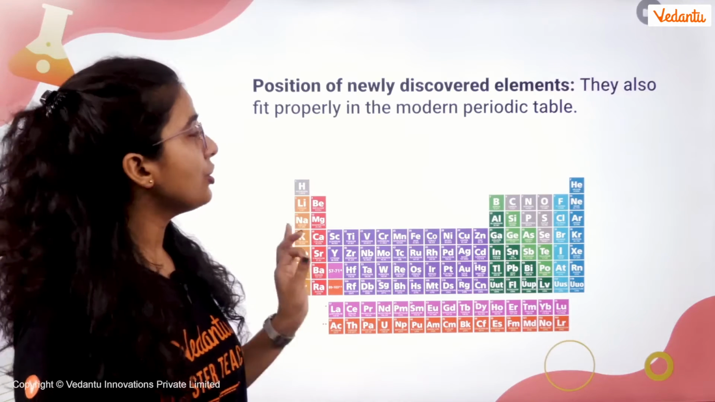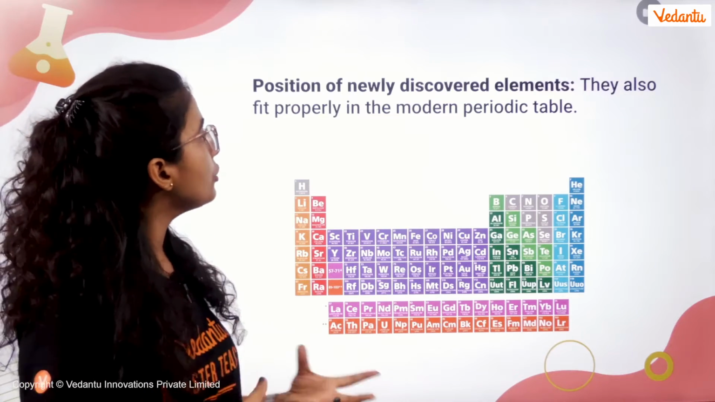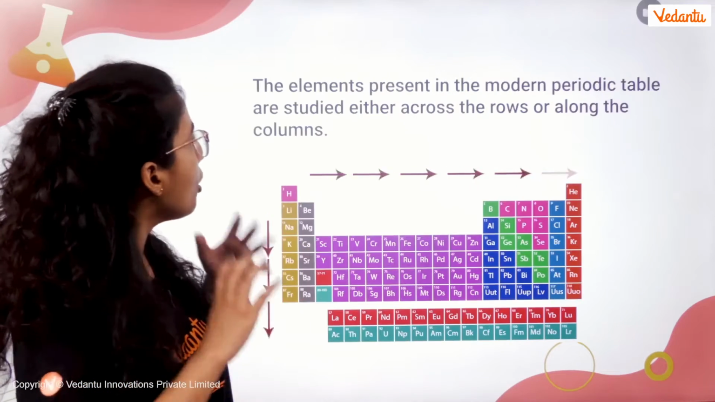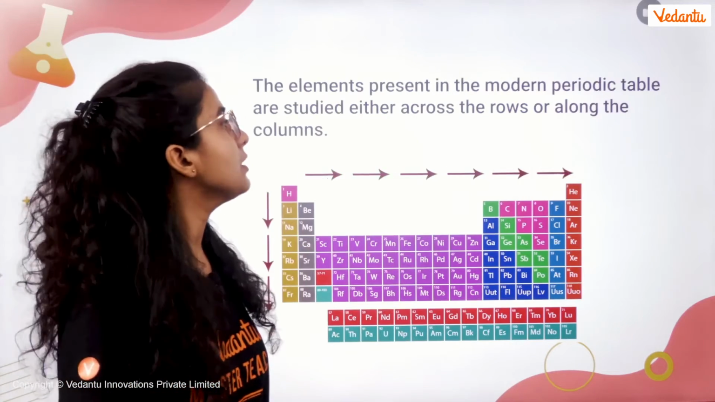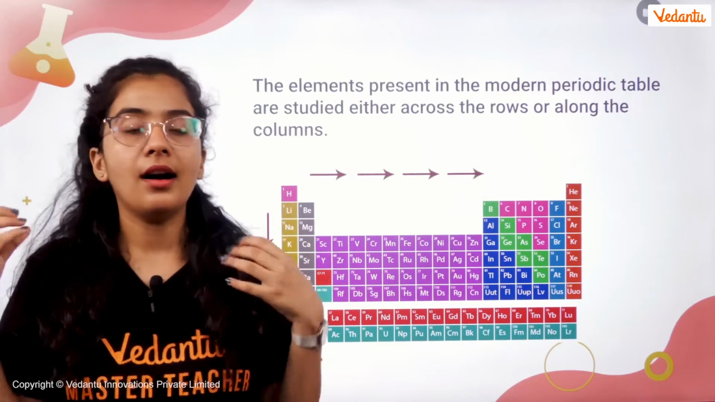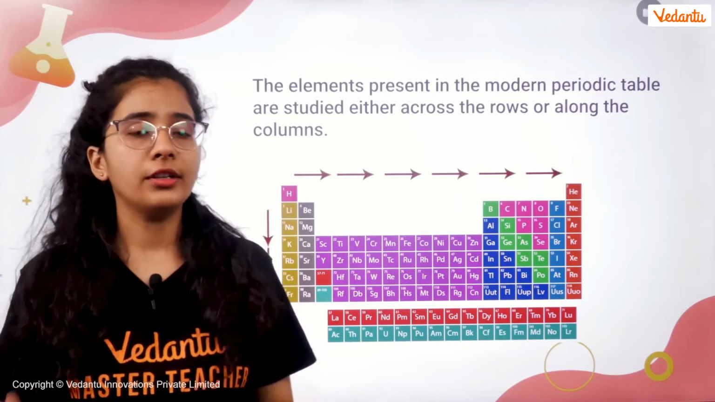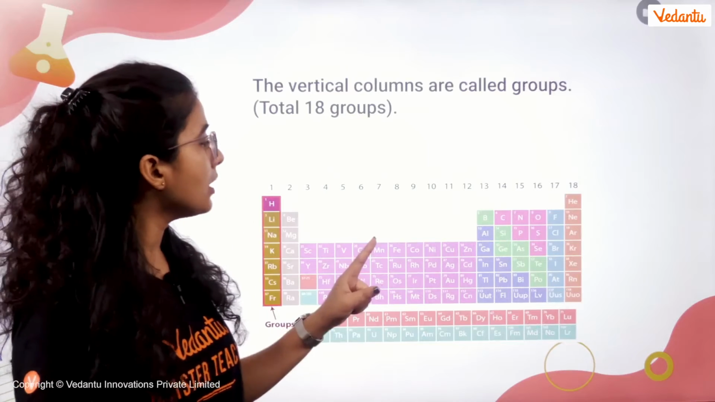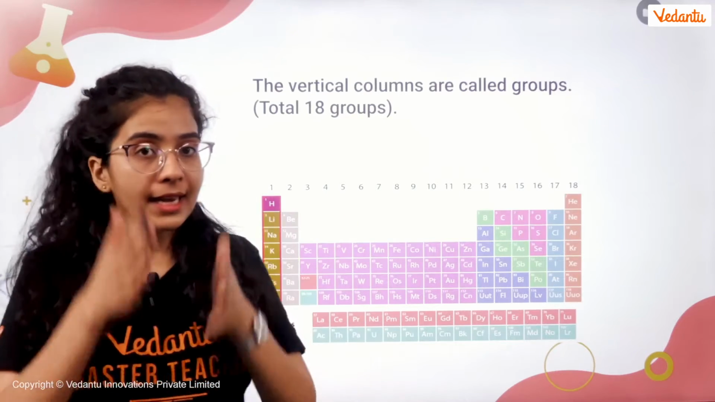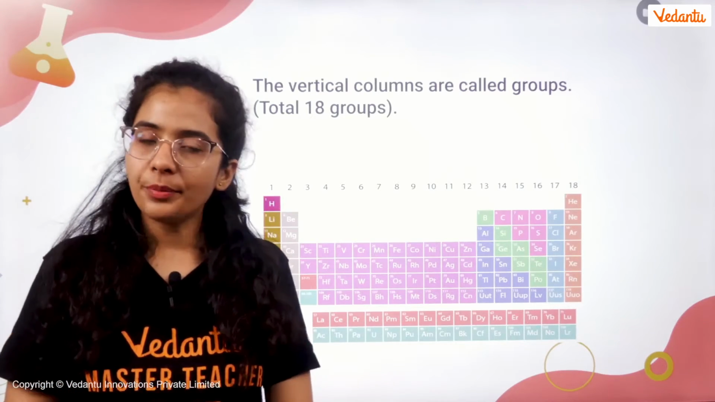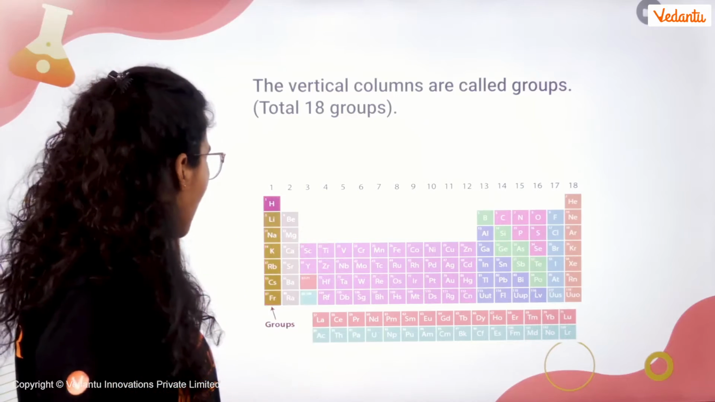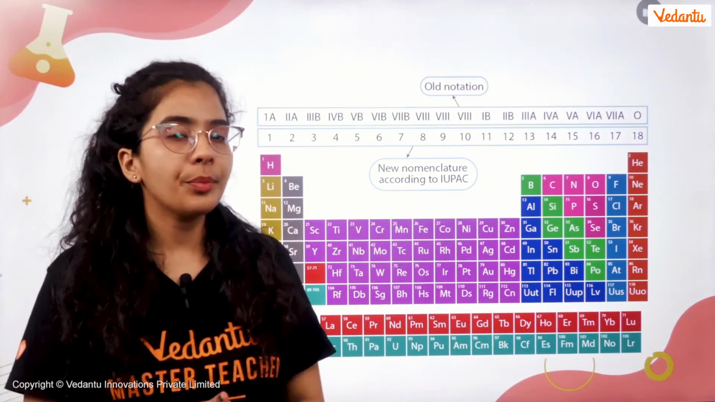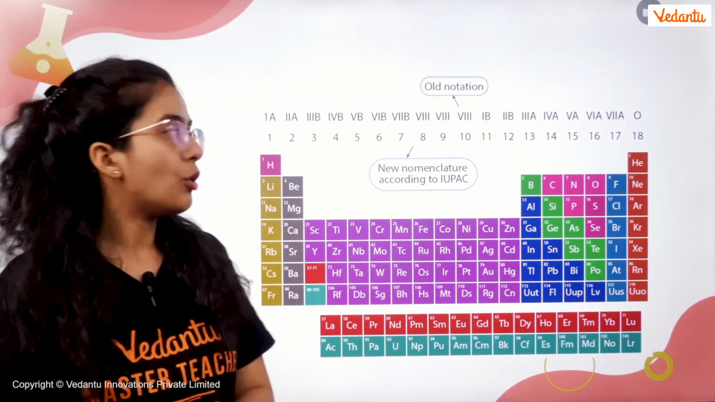Then the position of newly discovered elements, they also fit properly in the modern periodic table. So the modern periodic table has a lot of achievements. The elements present in the modern periodic table are studied either across rows or across columns, whatever you feel like, okay? Then the vertical columns are called groups. You can see there are 18 vertical columns. So in the modern periodic table, there are 18 groups and there are 7 horizontal rows. So there are 7 periods and 18 groups in the modern periodic table.